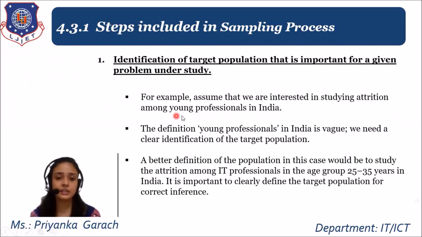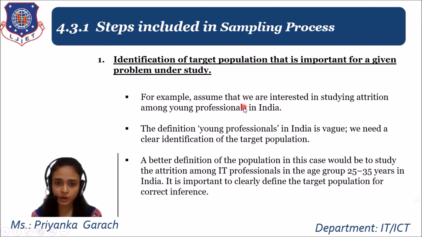So in India, the amount of young people is very large. So if you consider this particular definition, then the size of the population is very large. So what you have to do over here, you have to identify the target population, that is on which specific category you want to focus. So the other definition, the better definition you can give like this, that is the attrition among the IT professionals in the age group of 25 to 30 years in India.